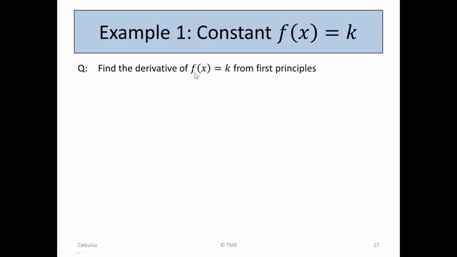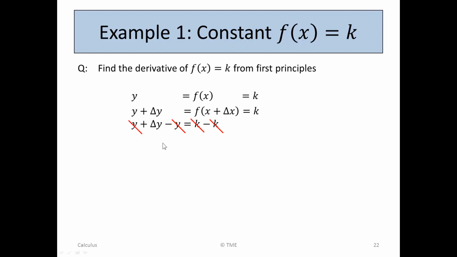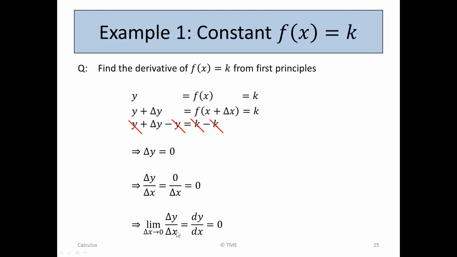So, finding the derivative of f(x) equal to k from first principles without drawing the line and just doing the operations, we would say y is f(x) is k, y plus delta y, we put in x plus delta x, and that's also equal to k, because it was a constant. Y plus delta y minus y is k minus k, the two y's cancel, the two k's cancel, delta y is 0, delta y over delta x is 0 over delta x is 0, and at the limit dy/dx is 0. That's how it's done.